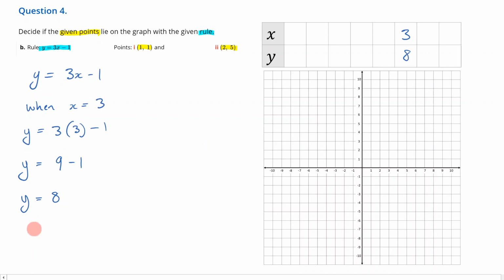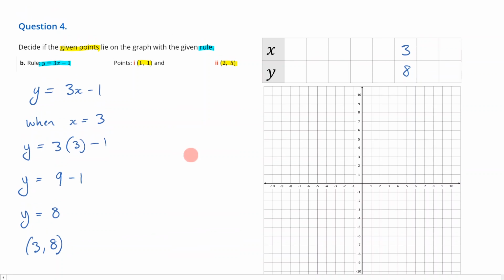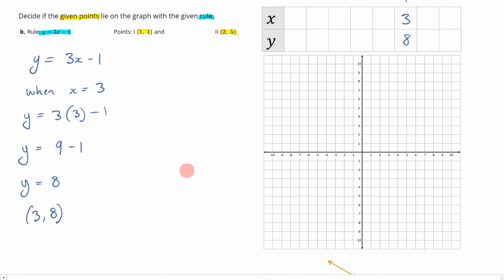So notice how I get a coordinate from this. This is the coordinate (3, 8). Remember, we read our table of values as giving us coordinates. So this is (3, 8), which means that my line goes through the point (3, 8). This one right here.